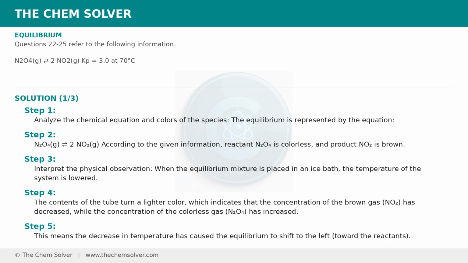Interpret the physical observation. When the equilibrium mixture is placed in an ice bath, the temperature of the system is lowered. The contents of the tube turn a lighter color, which indicates that the concentration of the brown gas, NO2, has decreased, while the concentration of the colorless gas, N2O4, has increased. This means the decrease in temperature has caused the equilibrium to shift to the left toward the reactants.